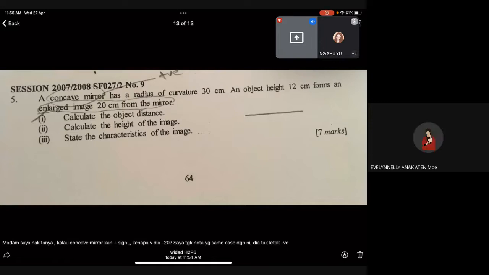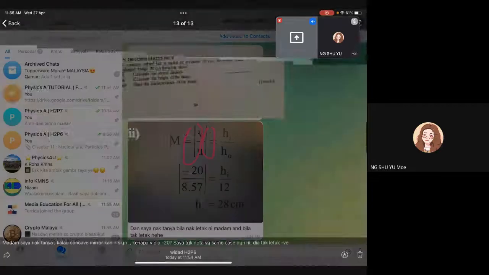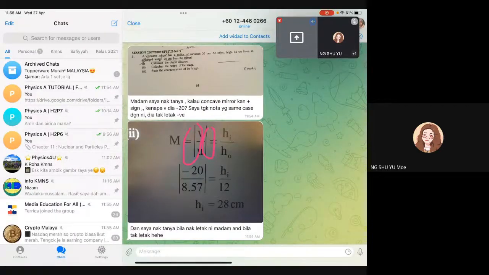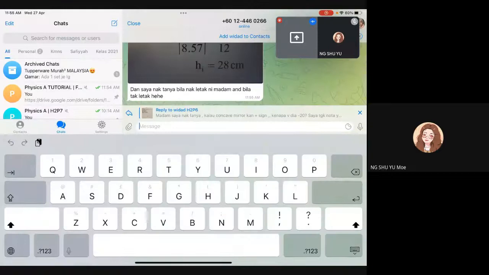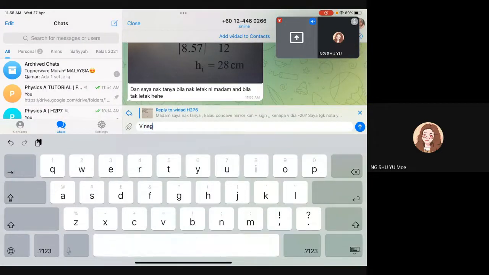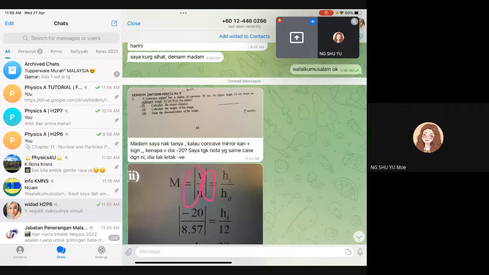Boleh je concave memang positif. Kenapa dia kata apa soalan budak ni? B negatif maksudnya dia adalah virtual. B negatif. Virtual.